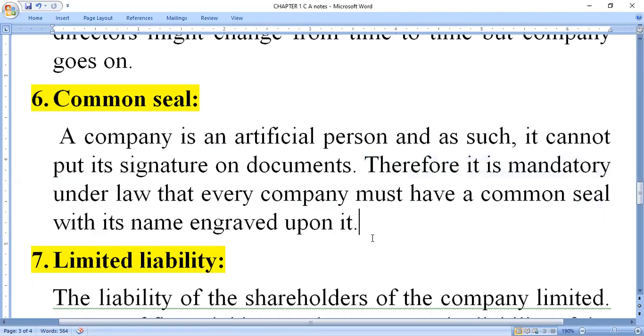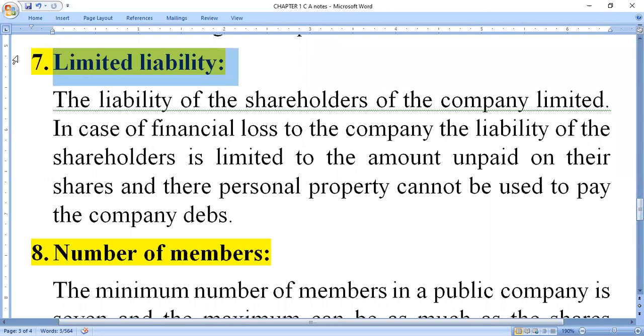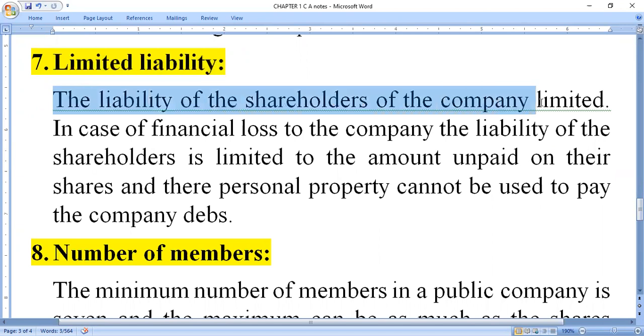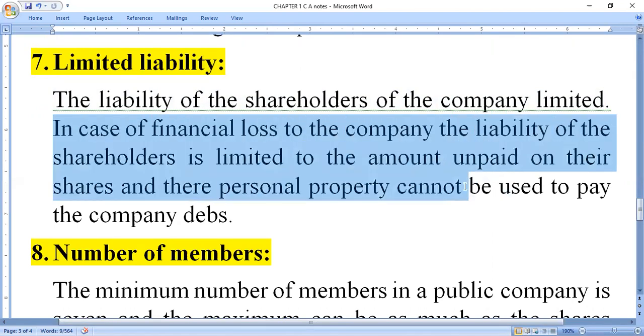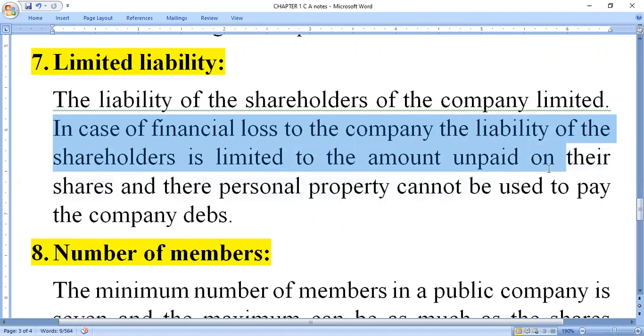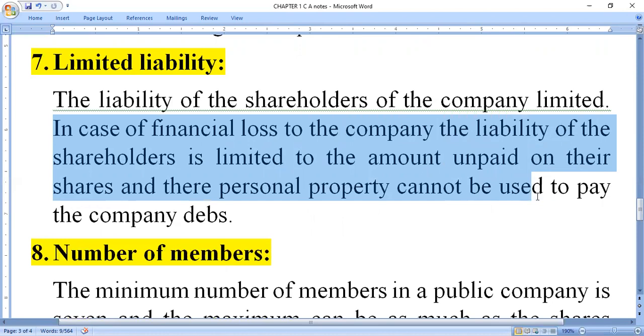After that, the next one is limited liability. What is meant by limited liability? The liability of the shareholders of the company is limited. In case of financial loss to the company, the liability of the shareholders is limited to the amount unpaid on their shares, and their personal property cannot be used to pay the company debts.